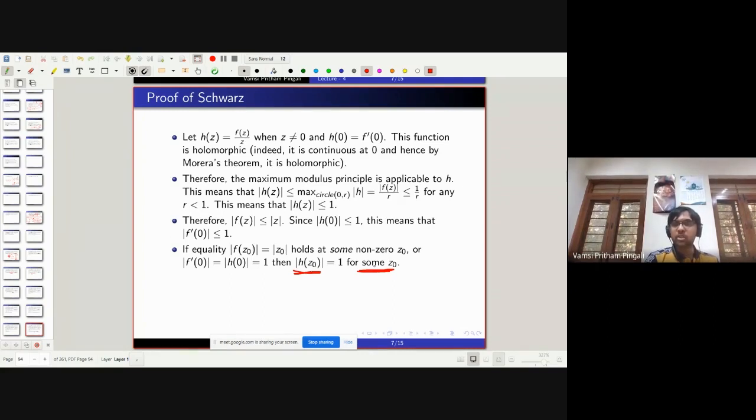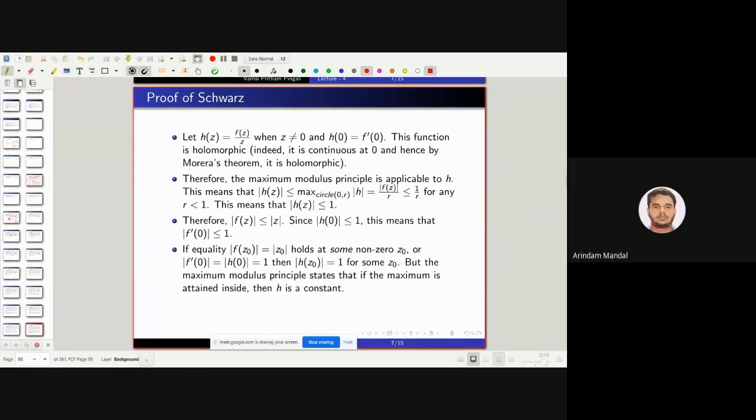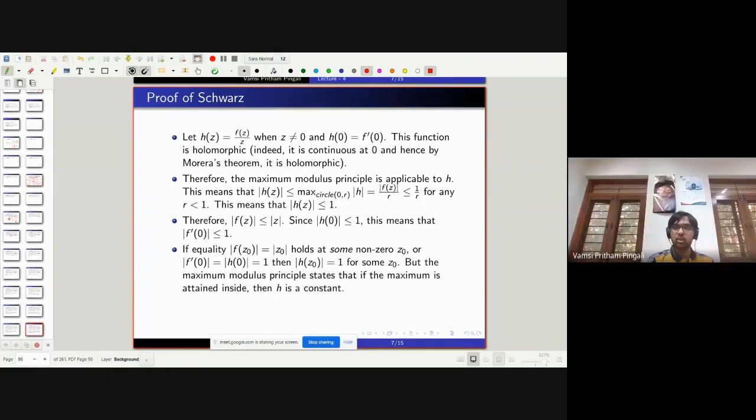So if mod of h of z naught equals 1 for some z naught, that means the maximum modulus principle. So what does the maximum modulus principle state? It states that if the maximum is attained inside, then h is a constant. Very good. So mod h of z is less than or equal to 1 throughout the open unit disk. At some point inside it is attaining a maximum. That means h is a constant.